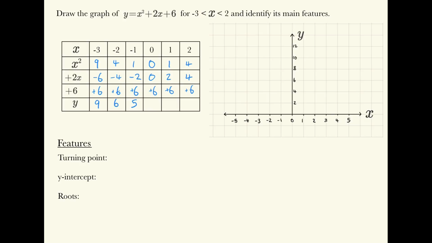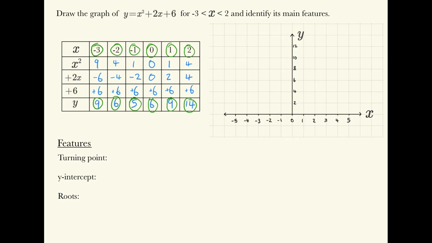All right, what about when x is 0? It just becomes +6, or just 6. And when x is 1, 1 plus 2 is 3, plus 6 is 9. And when x is 2, you get 4, plus 4 is 8, plus 6 is 14. All right, so our y values are 9, 6, 5, 6, 9, and 14. Let's go ahead now and plot our coordinates. Now, just to remind you, our coordinates are our x values and our y values for each of these columns.